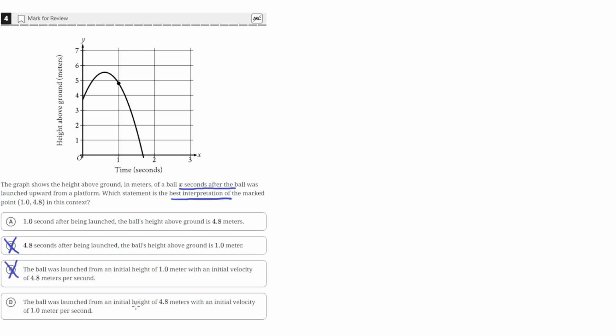D. The ball was launched from an initial height of 4.8 meters with an initial velocity of 1 meter per second. This is incorrect because, like C, nowhere does it mention initial velocity or initial height for the x or y coordinate axes. Therefore, D is incorrect. And the correct answer is A.